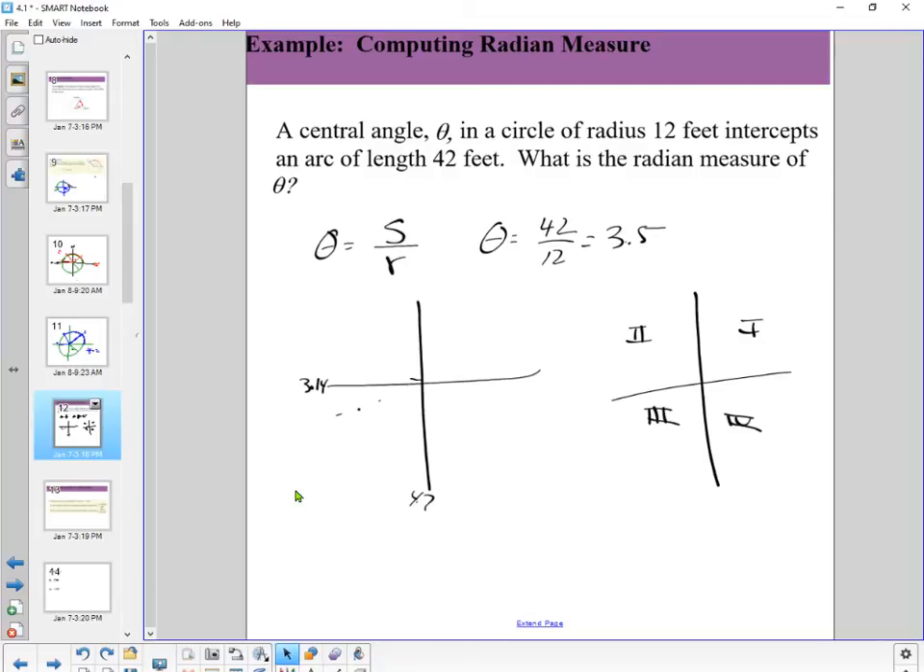I said pi and a half. No, pi and a half means decimal. Pi over 2, and that's 3 pi halves, just so you know. We'll talk about that later.